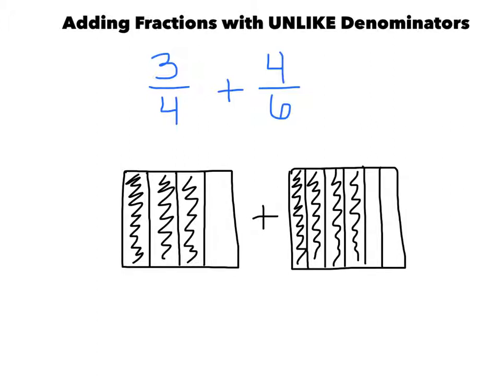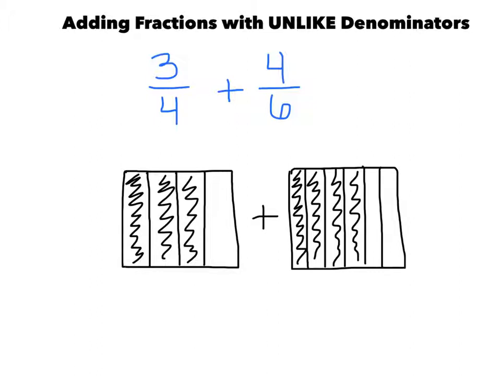And so the first key to adding fractions with unlike denominators is the denominator has to be the same. And the denominator, just in case you didn't know, is this bottom number. And the numerator is going to be the top number. Okay, so our denominators have to be the same, and right now they're not. They're 4 and 6, and I want them to be the same number.